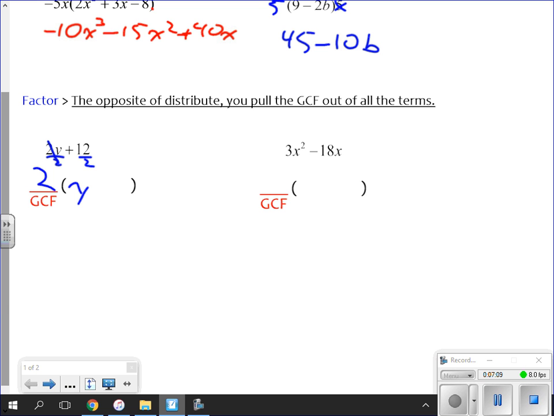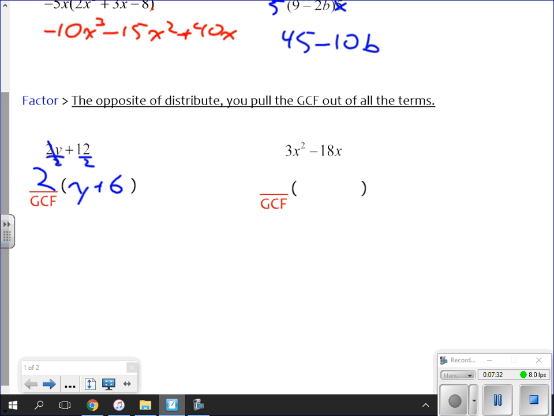This one, I had a 12, and I have a plus in front, so I still have a plus here. I had 12. I took out 2. What's left behind? 6. I undistributed. That's what factoring this time is about. It's about undistributing.